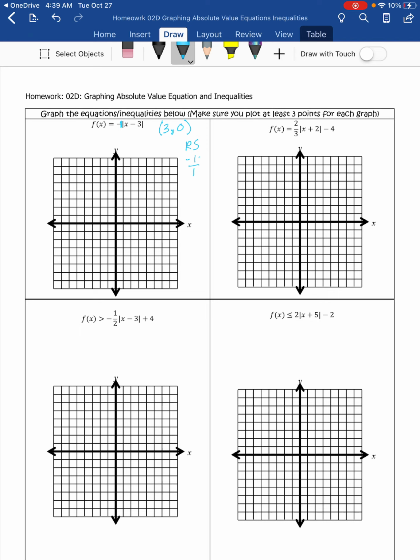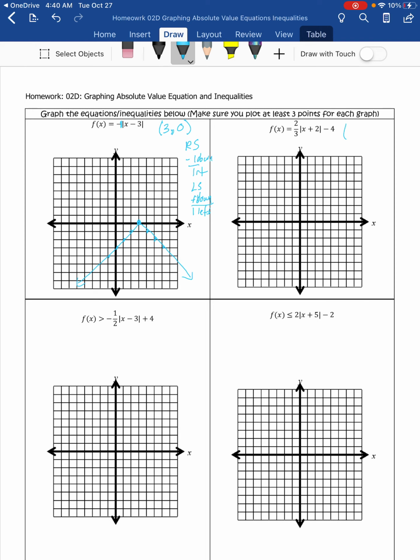Okay, and so this is 1 down, this is 1 right. And so my left side is going to be 1 down and 1 left. So I graph my vertex, which is 3, 0, excuse me. And my slope, I go down 1, right 1, down 1, right 1, down 1, right 1. And on the other side, I go down 1, left 1, down 1, left 1, down 1, left 1, down 1, left 1. And I just connect my points. And that's it. That's all we have to worry about.